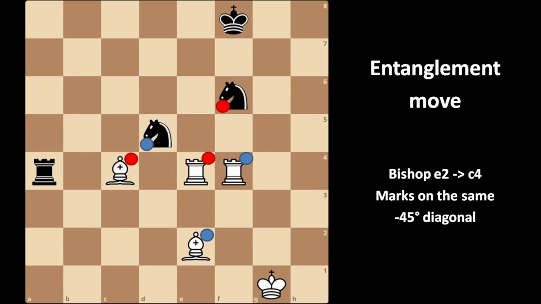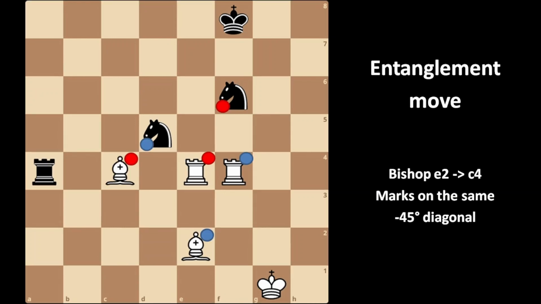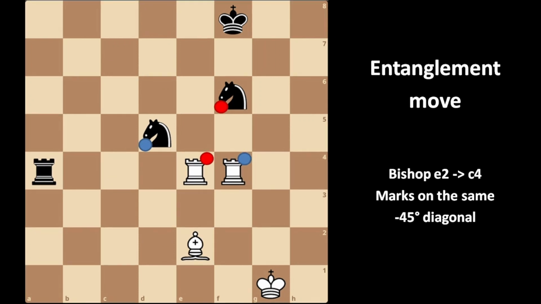On the chessboard, there can be a maximum of two entangled groups because a square has only two diagonals, +45 degrees and -45 degrees. The bishop on e2 can join the superposition and attack the knight by moving to c4. All marks stay aligned on the -45 degrees diagonal.